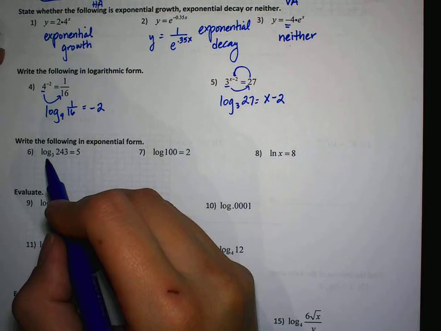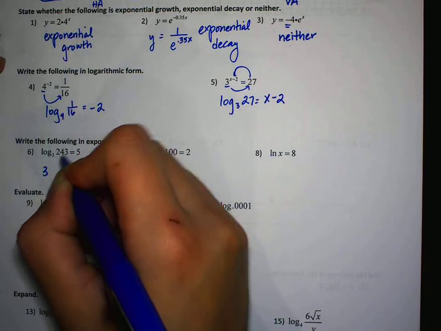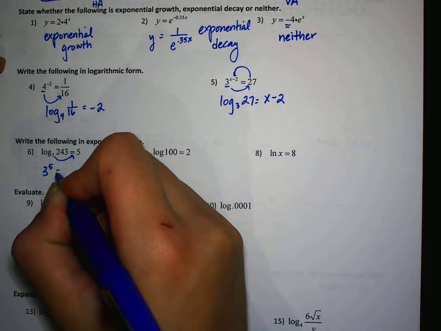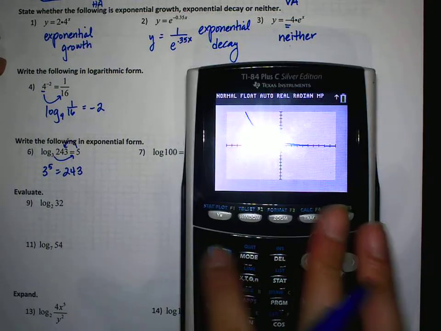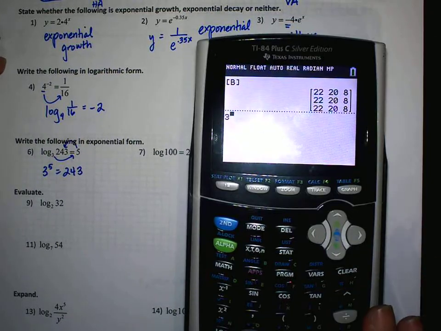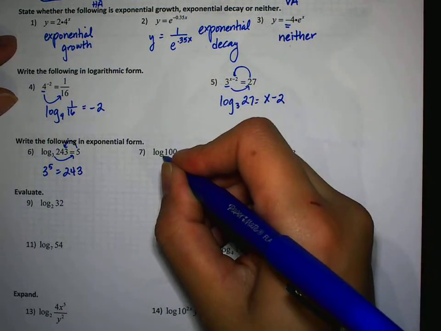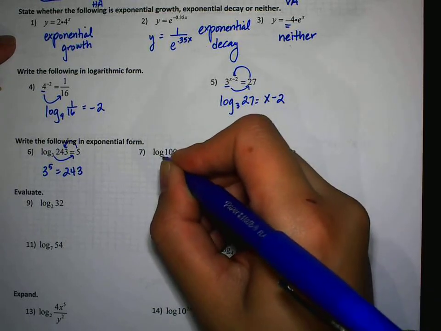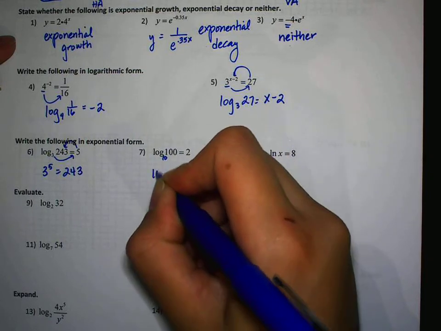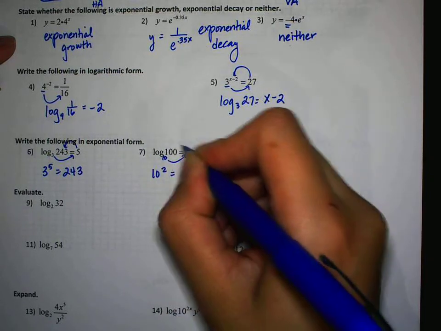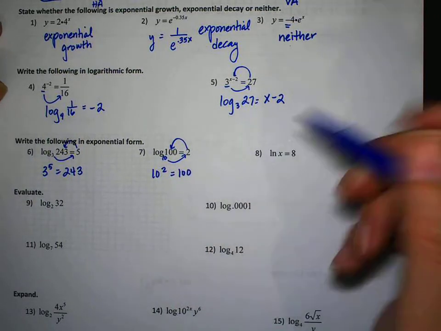6. Now you're going from log to exponential. So let's take a look at the base of your log. 3 raised to the 5th power is equal to 243. And these are actually really easy to double check, because if I do 3 to the 5th on my calculator, it equals 243. When you don't have a subscript, the base of your log, okay, remember it's 10. It's a common log. So 10 squared is equal to 100. And check to see if that makes sense. 10 squared does equal 100.